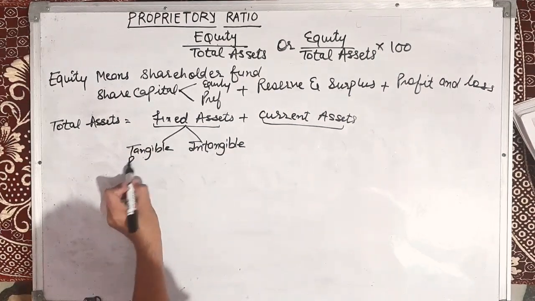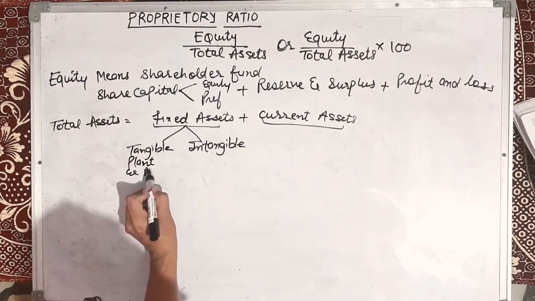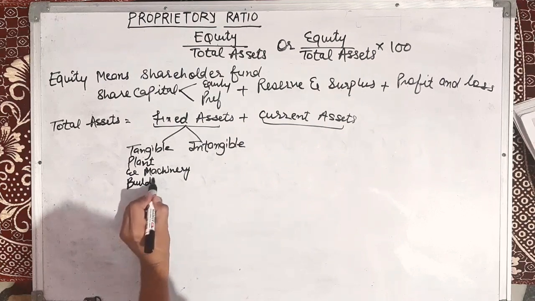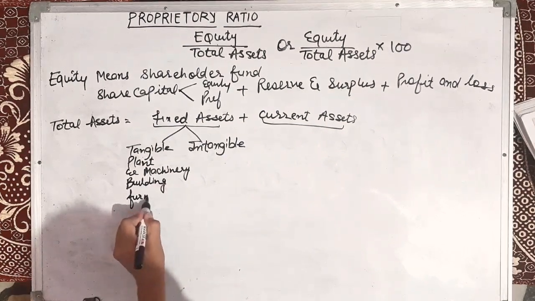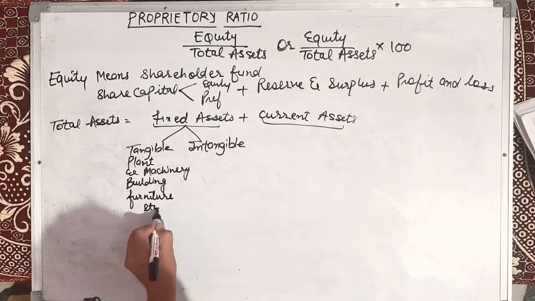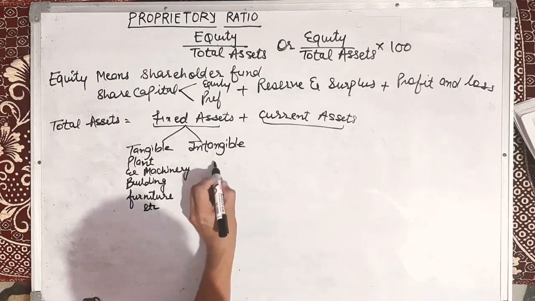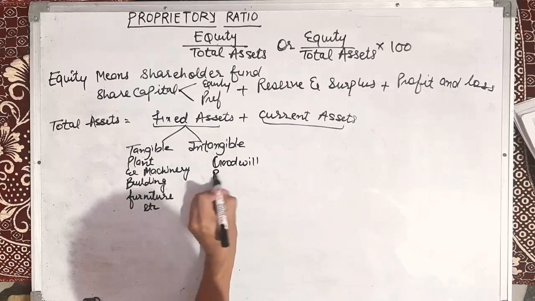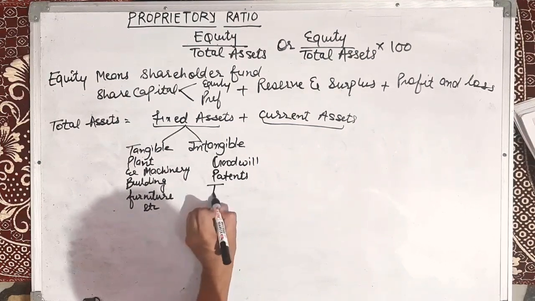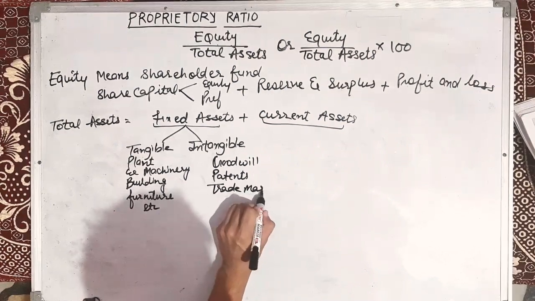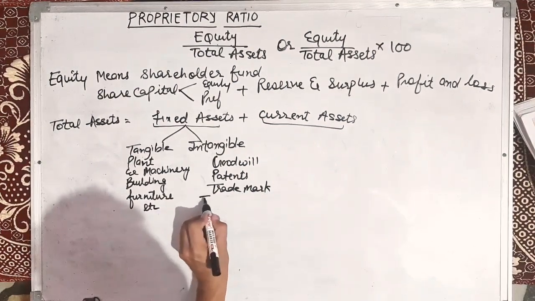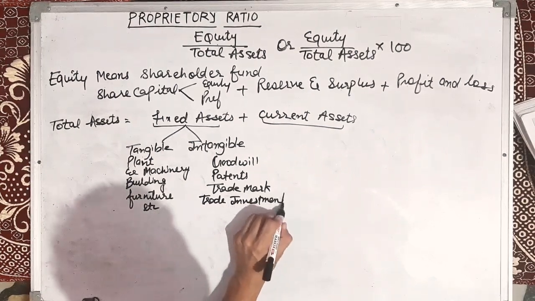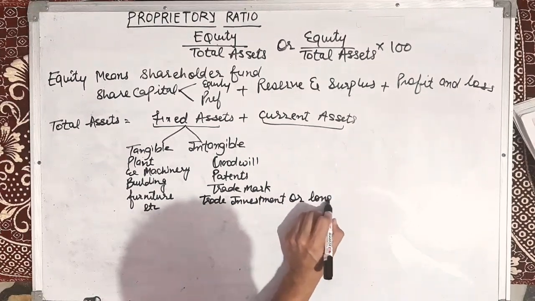Tangible assets include plant and machinery, building, furniture, etc. And intangible assets include goodwill, patents, trademark, and the last one, which is very important, that is the trade investment or long term investment.